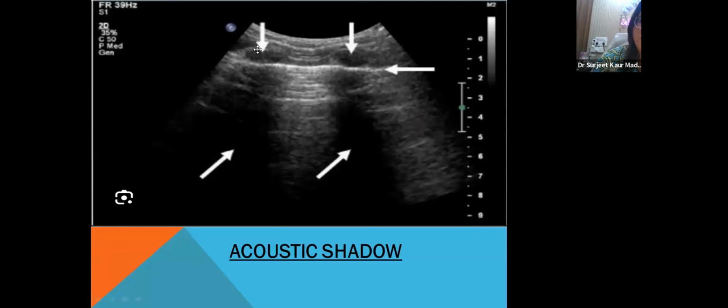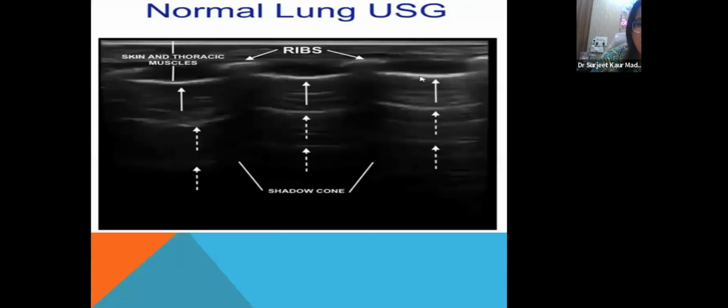When your ultrasound beams hit the bone, as I told, this bone is a bad conductor, so there are no ultrasonic waves passing through it. And the area below that will be seen as a black area, which is called acoustic shadow. This is also seen in a normal lung. So we have seen acoustic shadow, we have seen ribs, and this is pleural line. This white echogenic line is pleural line, and this is the acoustic shadow or the shadow of the bone.